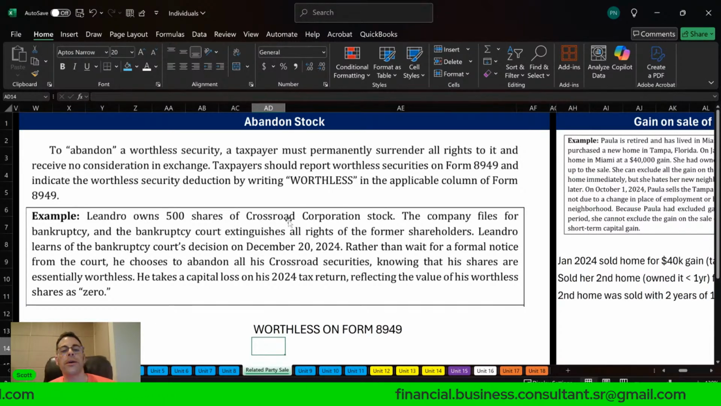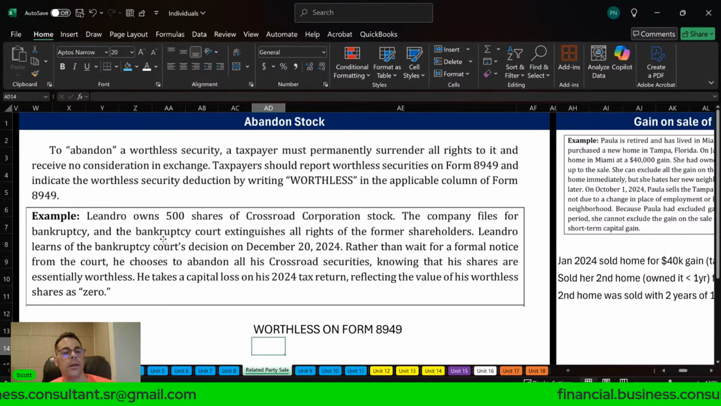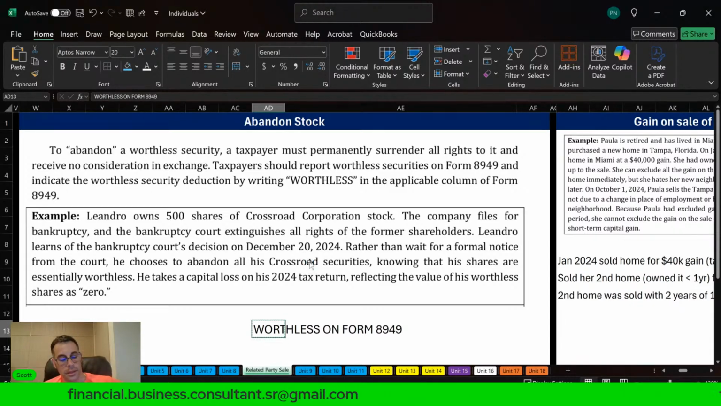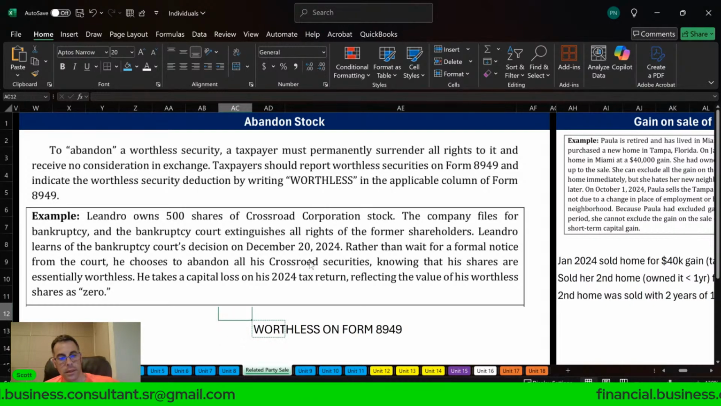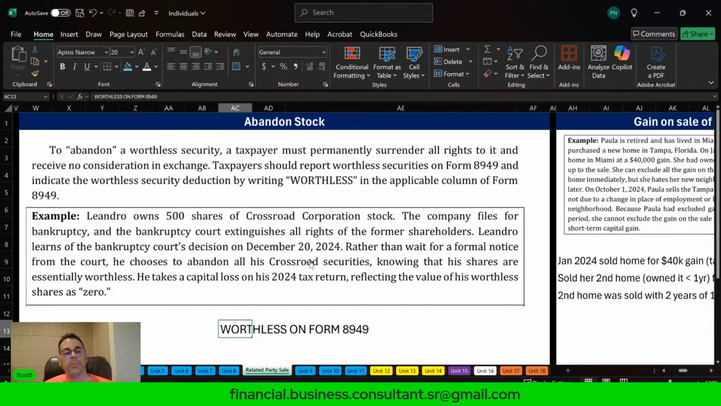Leandro owns 500 shares of Crossroad Corporation stock. The company files bankruptcy. So what happens if you own stock in a company and they go bankrupt or the stock goes down a lot? You can get a big write-off, right?